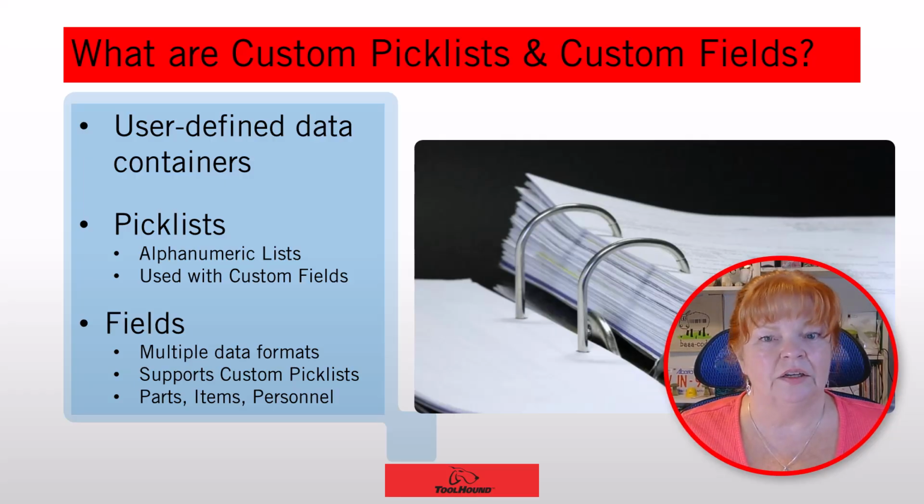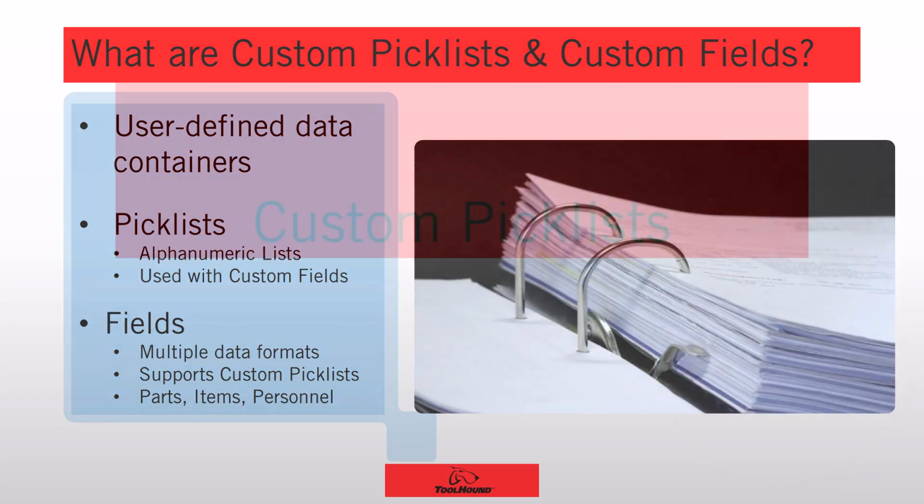Custom fields are additional specialized fields you can add to your ToolHound database for part numbers, serialized items, and personnel. Different data types are supported. In each case, the fields will appear on the Custom Fields tab for the page where you're entering that data. Keep in mind, when adding new pick lists and fields, you're adding to the structure of your database, so you want to put in some thought before creating them. Both features should be restricted to administrators or super users.